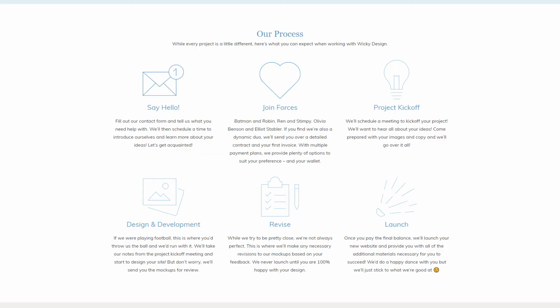Another thing that you're going to want to include is process. This is more towards service-based businesses, but it can work for products as well, especially if you went through a really strategic process of developing this product. I think it's a cool thing to share. But for services pages, I really think it's important to include things that let people know what they can expect.